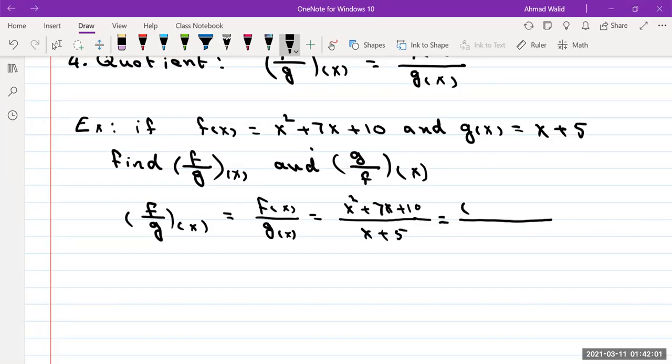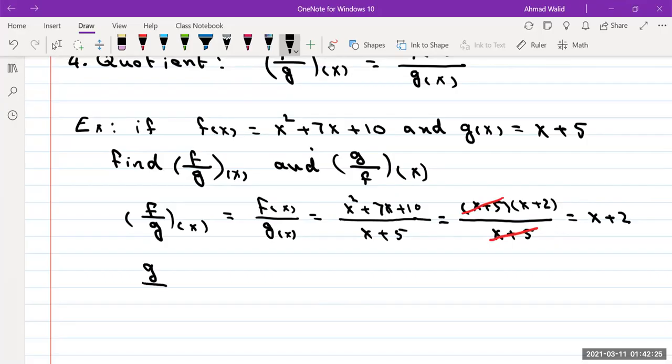What are the factors of the top? The factors of the top are x plus 5 and x plus 2, over x plus 5. Here you see you can cancel out x plus 5 with x plus 5. Then your final answer will be what? X plus 2.